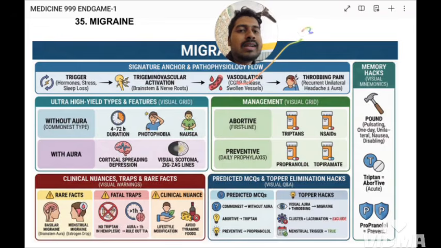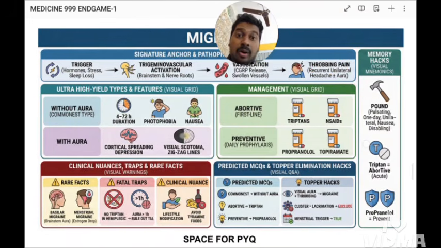So, CGRP is nothing but calcitonin gene-related peptide, okay? Because of it there will be vasodilation, and whenever there is vasodilation in the CNS, there is increased blood flow, and then you get this throbbing type of headache, okay? So, it is a recurrent unilateral headache, which is associated with or without aura. Aura is not mandatory, okay? So, you have two types, with aura and without aura, okay?